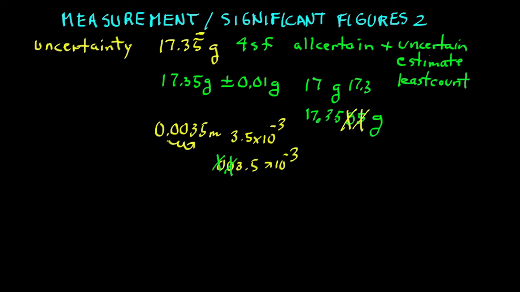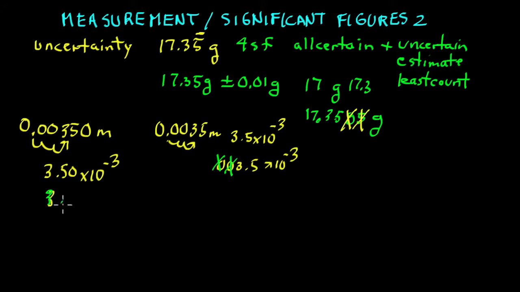Okay. However, if we use 0.00350 meters, now in terms of scientific notation, you count 1, 2, 3. So this becomes 3.50 times 10 to the minus 3. And you can see there you have, in this case, 3 significant figures. And over here you'll have only 2 significant figures.